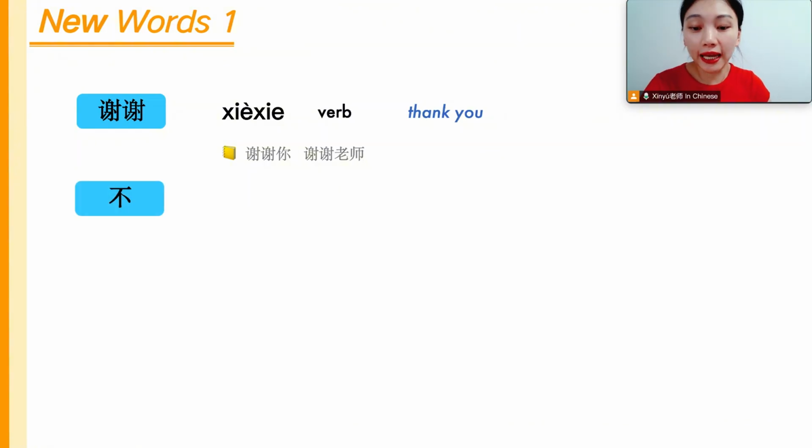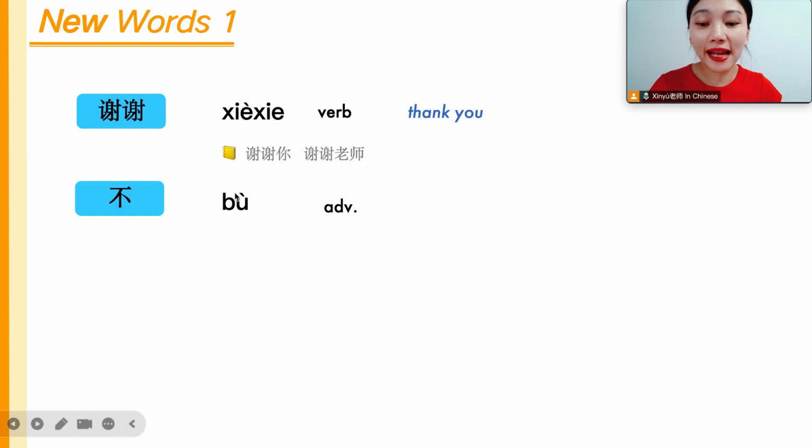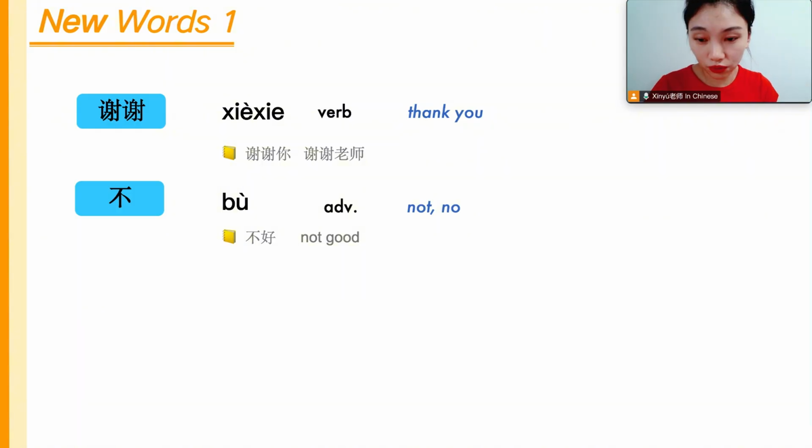The second word is 不. Please read after me. 不. Very good. 不 is an adverb. It means not or no in Chinese. We use it to make negative sentences. It usually comes before a verb or another word to show negation. So what does it mean when we say 不好? The character 不 means not or no, and 好 means good. So 不好 in Chinese, it means not good.